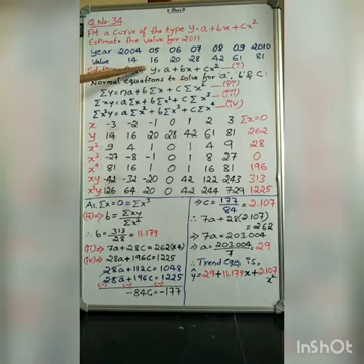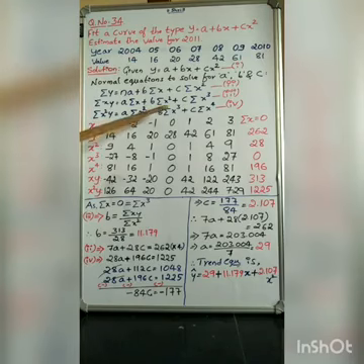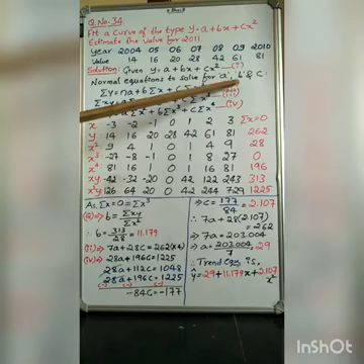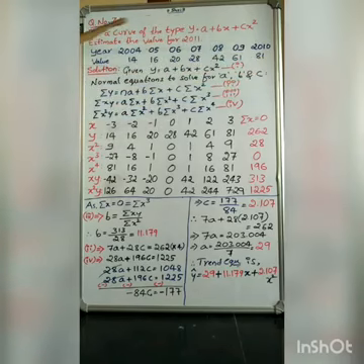Similarly, when you apply summation of x square to this, you will get summation of x square y is equal to a summation of x square plus b summation of x cube plus c summation of x to the power 4. Using these three normal equations, we need to find out a, b and c values with available data.